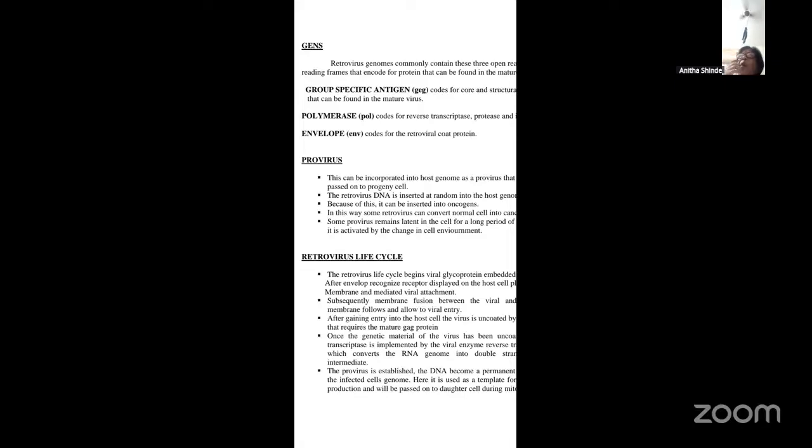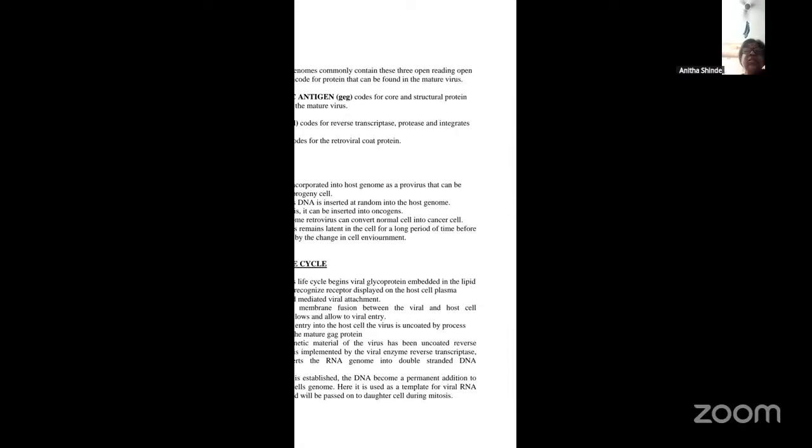The life cycle of these retroviruses is highly complex, because of the presence of the reverse transcriptase enzyme. Okay. I think this is not in your syllabus, so we'll not go into the details of this. We'll just see the different types of genes.